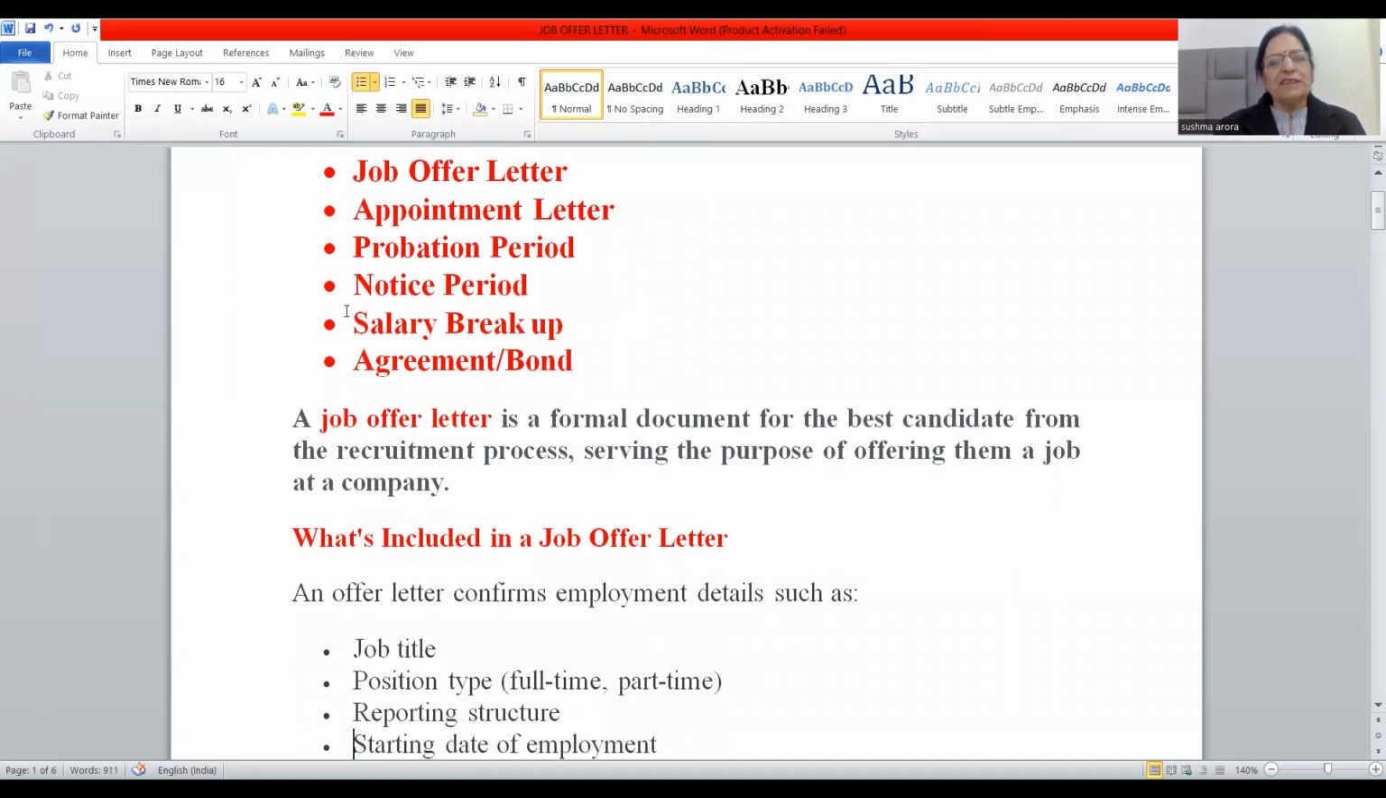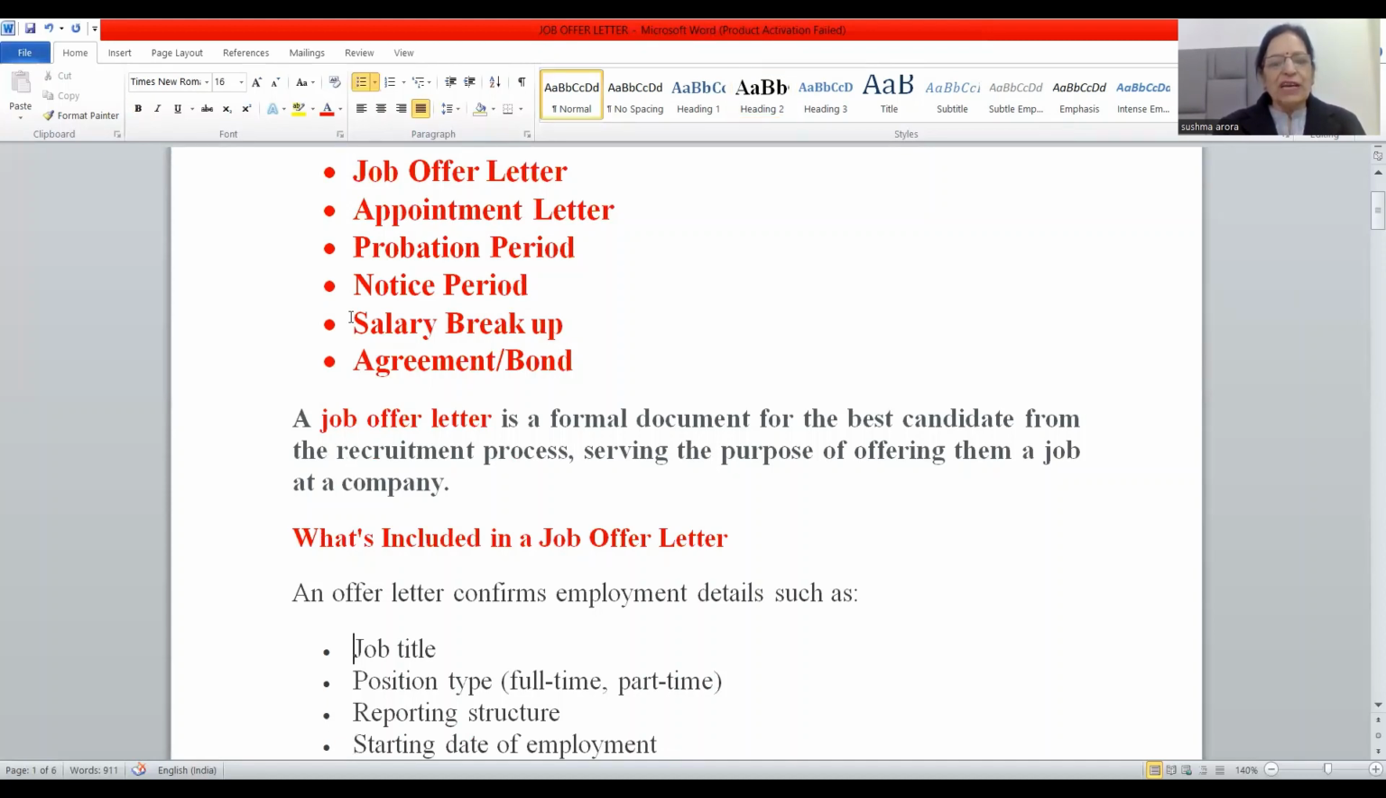So what is job letter? Friends, job letter is a formal document for the best candidate from the recruitment process, serving the purpose of offering them a job at a company. Say, friends, you have attended a number of interviews. You're looking for a job, you have appeared in a number of interviews, and then the employer has selected you and has given you the offer letter. Okay, so what is included in the job offer letter? So let us see now.